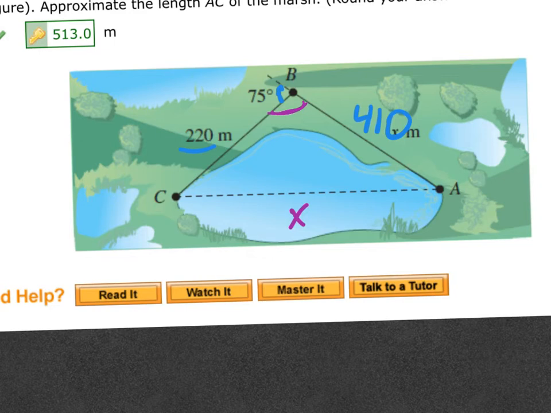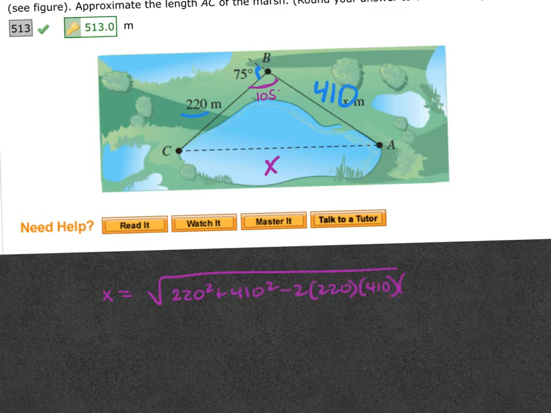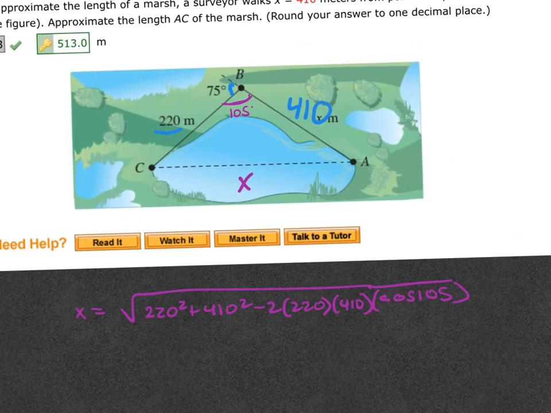Subtract from 180. So 180 minus 75 is 105. And now I get X would equal the square root of 220 squared plus 410 squared minus 2 times 220 times 410 times the cosine of 105. And that's 513. So the only tricky thing on this whole problem was having to subtract it from 180. This one, in my opinion, is not that bad.